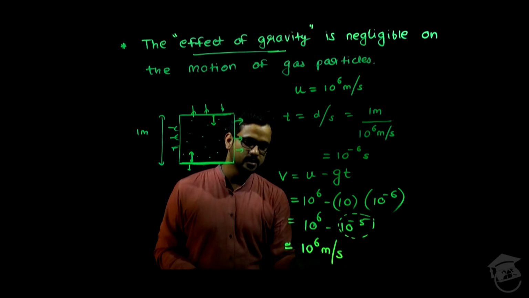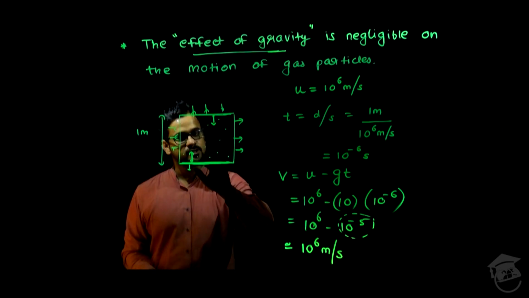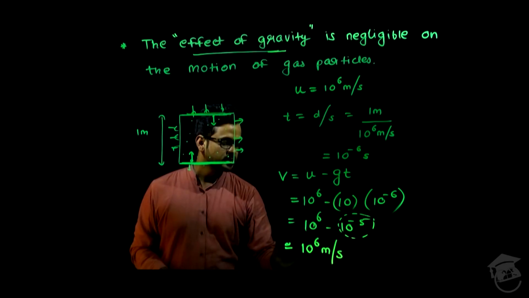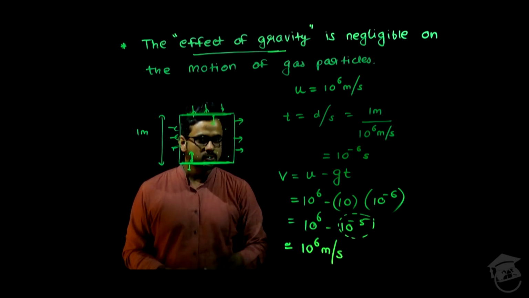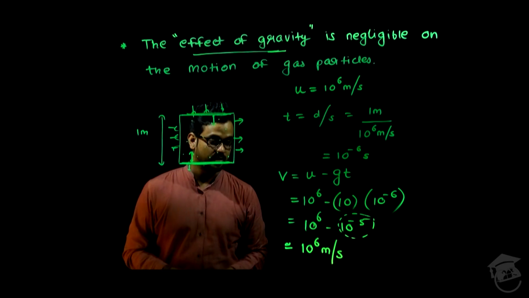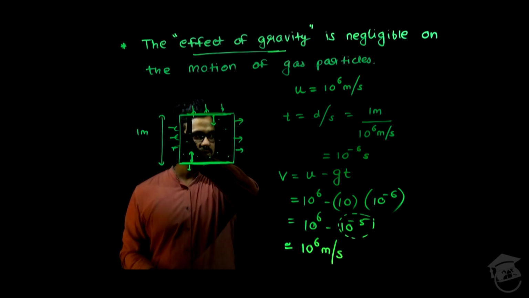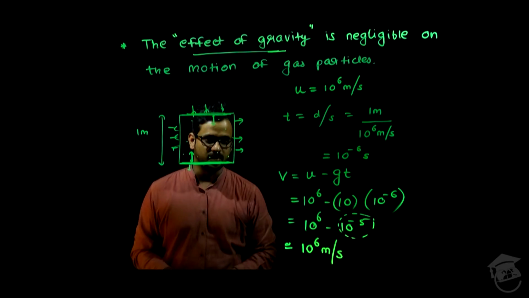So what does this simple calculation convey to us? It conveys this very deep meaning that the particles of the gas are striking the top wall with approximately the same speed as the speed at the bottom. So that is why we are ignoring the effect of gravity, because in everyday life, the containers which we use have a very small height in comparison to the speed of gas particles.